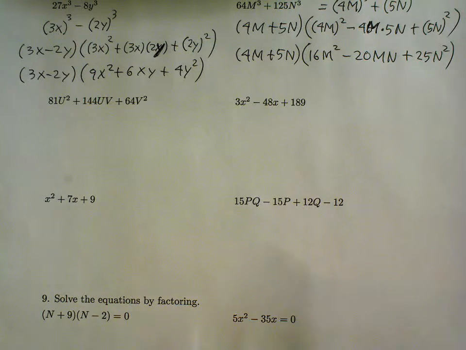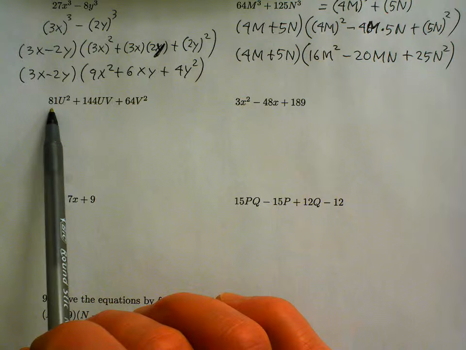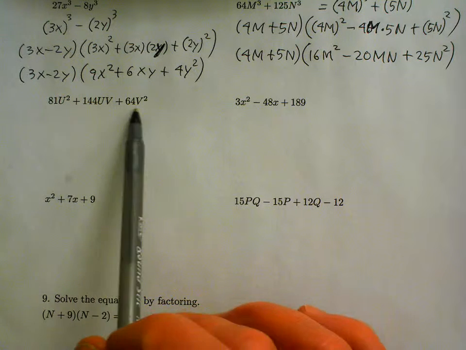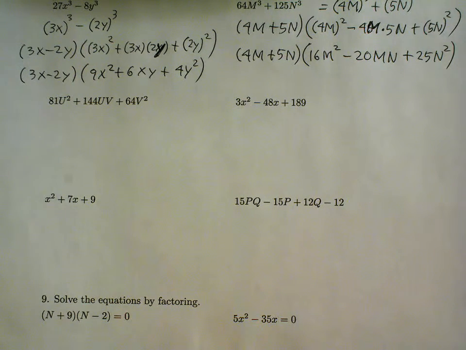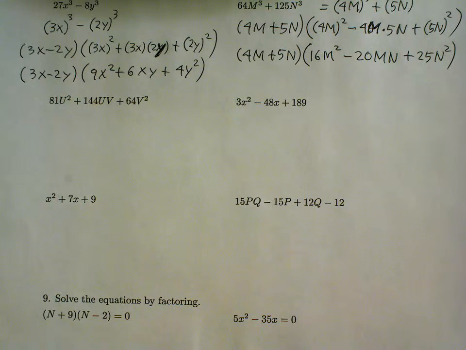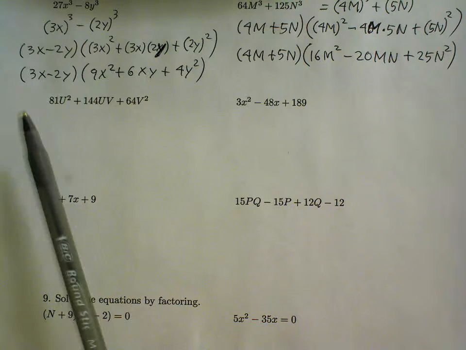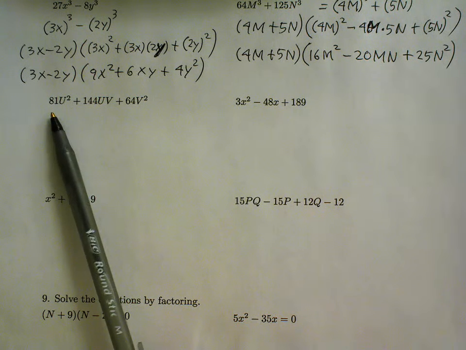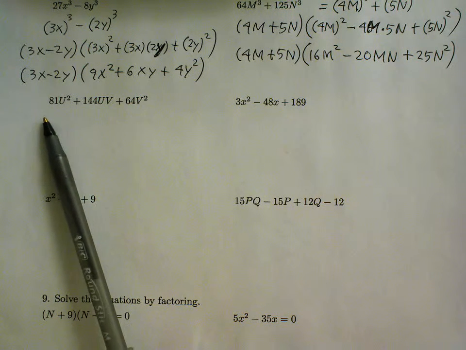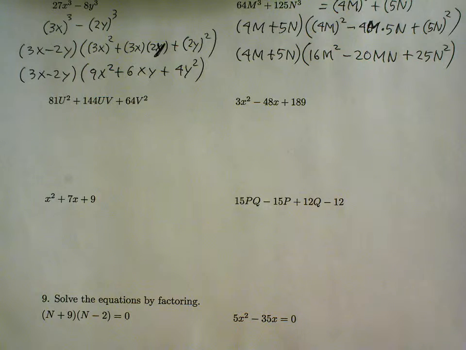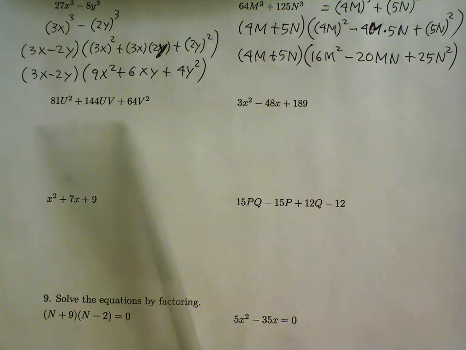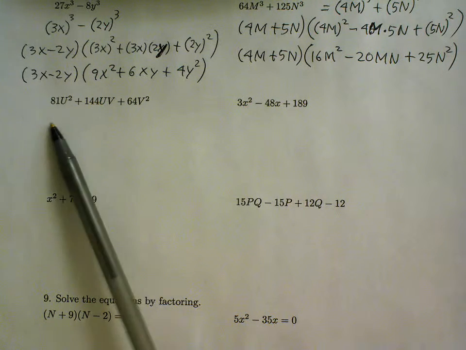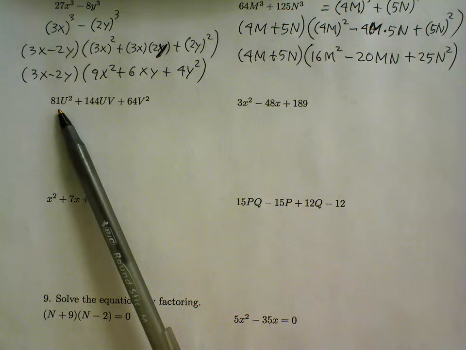So maybe you've noticed when coefficients are large, such as in this case, the coefficients are pretty big. Usually it turns out to be a special factorization. You can use the AC method, but the numbers are pretty big. 81 times 64, we could figure that out, but look for something that's a little more special, shall we say. The term on the left is a perfect square.